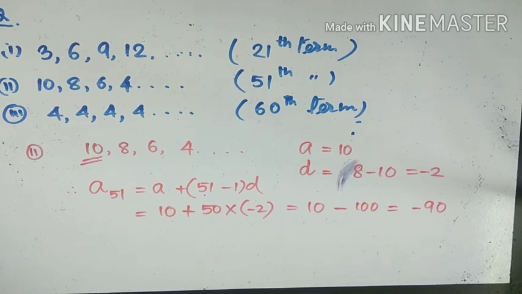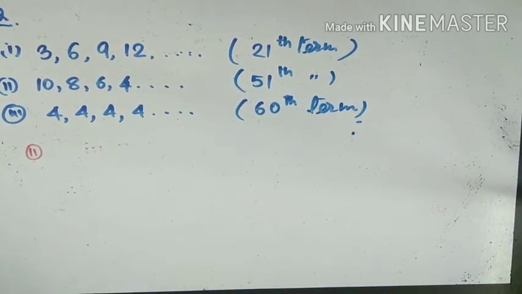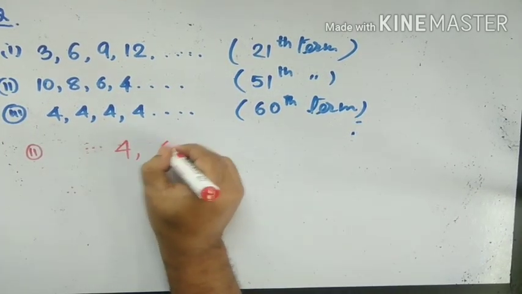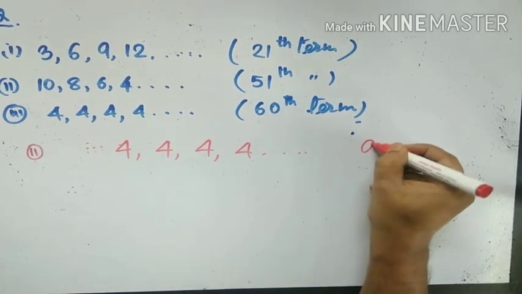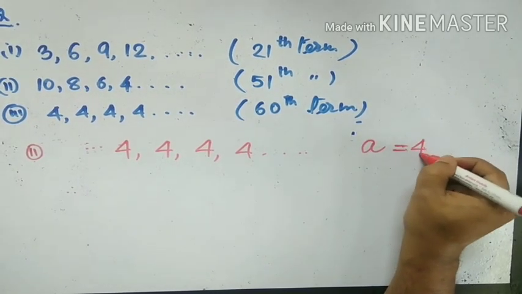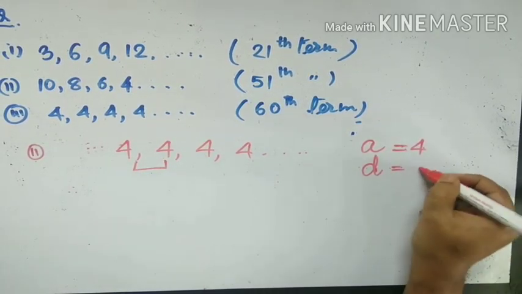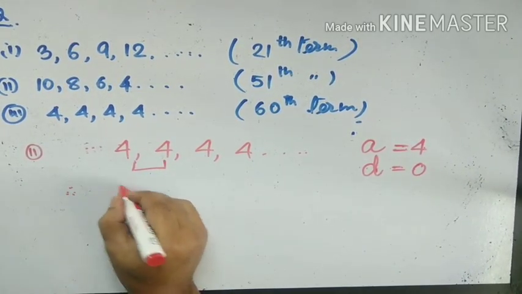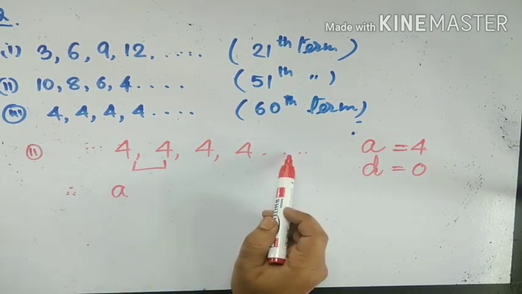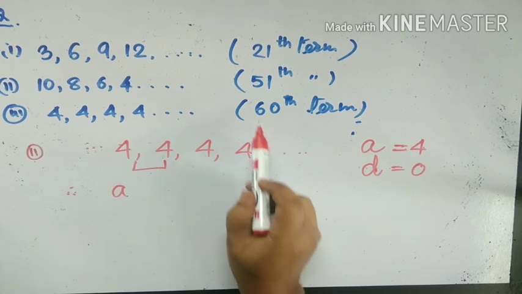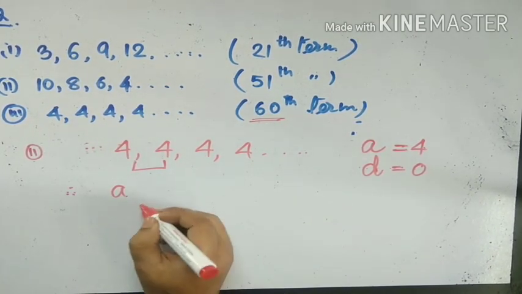Let's do the third example. Here in this question, 4, 4, 4, 4. So the first term is 4, and the difference will be 4 minus 4, that will be 0. Therefore by looking, we can say the next term will be 4, the next term will be 4. So the 60th term will also be 4. But we will use this formula.